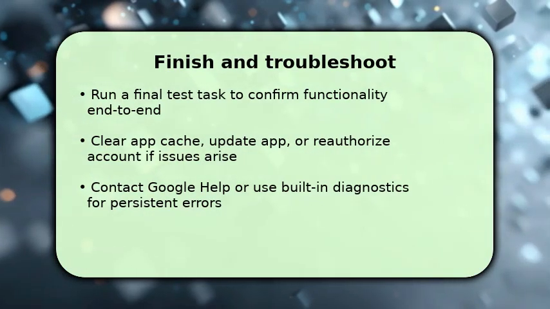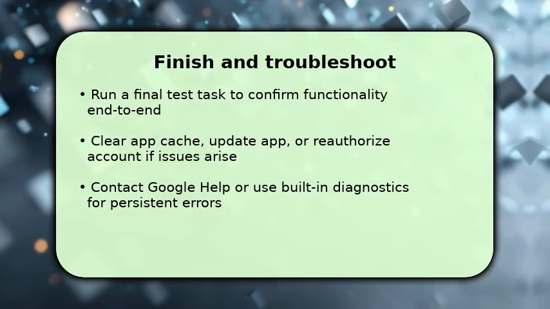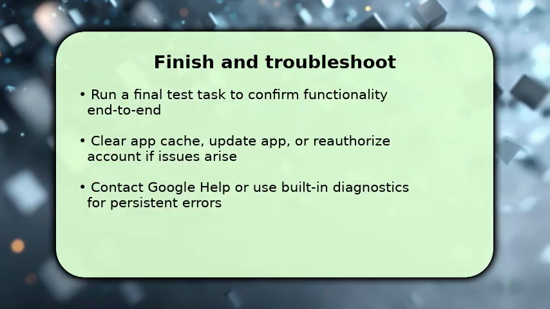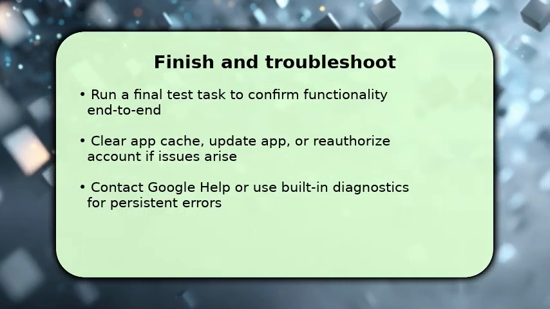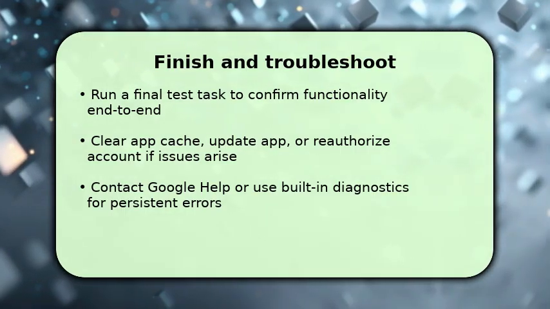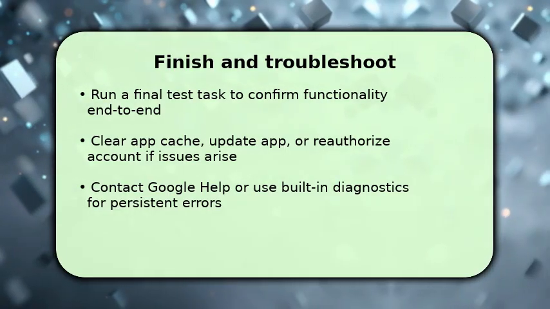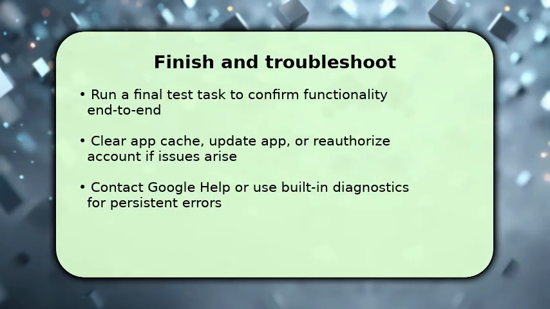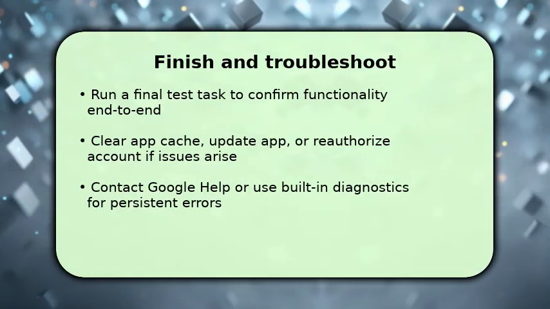If something fails, first make sure the app is updated, then clear cache or reauthorize your account because stale tokens often cause errors. If problems persist, run built-in diagnostics and note any error codes. These speed up resolution. A key tip: if synchronization stalls, disconnect and reconnect the service after exporting any unsynced data to avoid accidental loss.